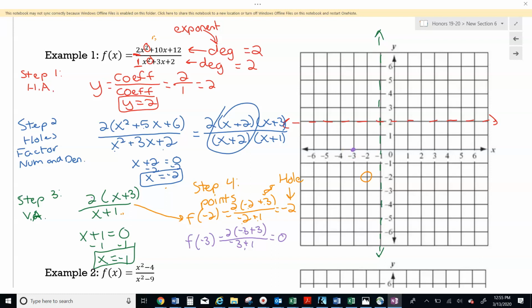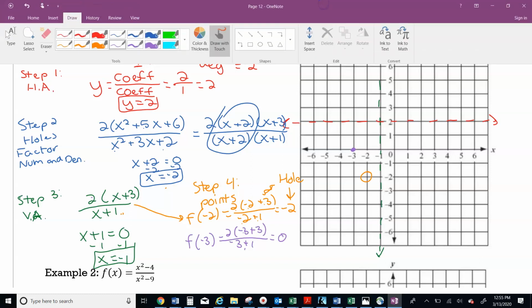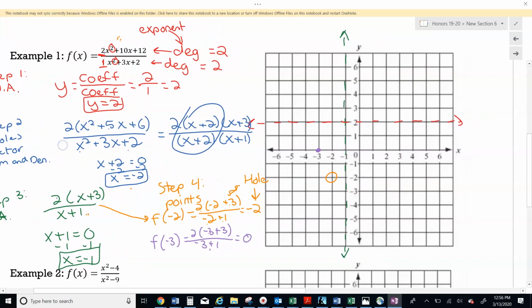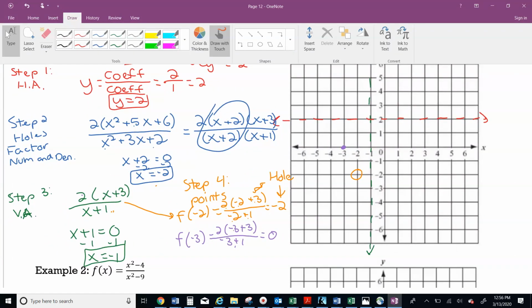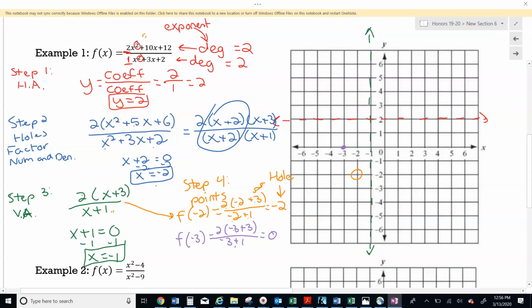Let's do one on the other side. Let's do f of 0. Where do I have room? Let's see, do I have room on the other side of this? Not much. We'll do it along the bottom here. 2 times 0 plus 3 over 0 plus 1. 0 plus 3 is 3, times 2 is 6, divided by 0 plus 1 is 1, so 6 divided by 1 is 6. So at 0, I'm at 6.